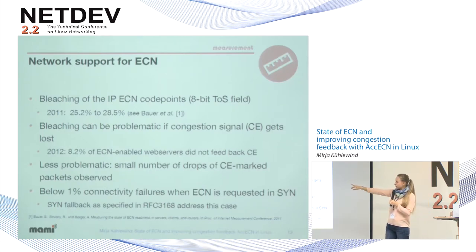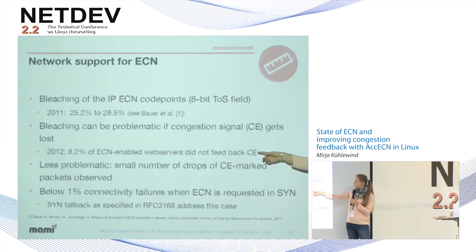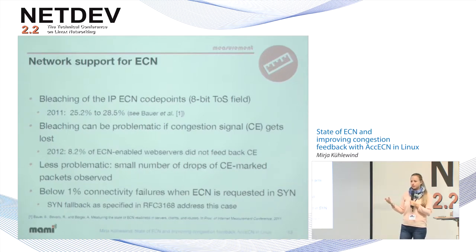In an old study from 2011, there was about 25% bleaching of the ECN options, which means if you try to use it, it doesn't work. It doesn't break, but it also doesn't give you any benefit. We also measured a very small percentage, about 8%, where we were on purpose setting the CE bit at the sender side already, and we didn't get any feedback, which is an indication that there was some rewriting and this congestion information got lost on the way. That is a problem, because if a router on the way is trying to tell you there's congestion, and a router later on removes this signal, then you don't get the information.